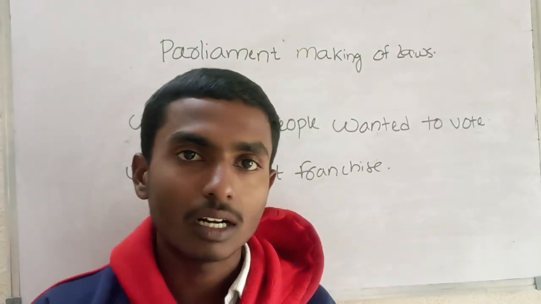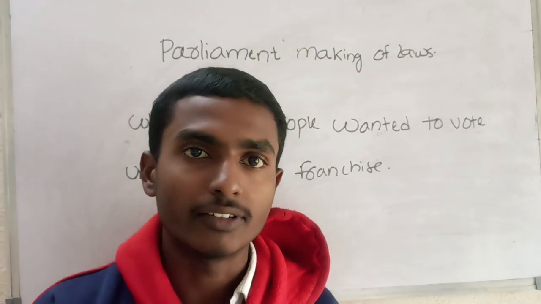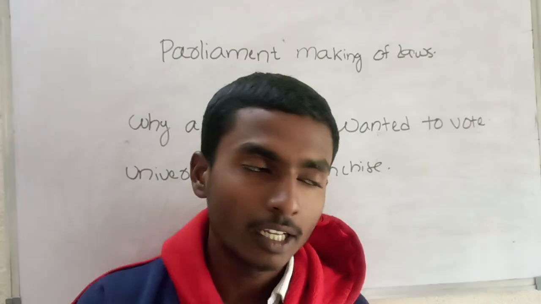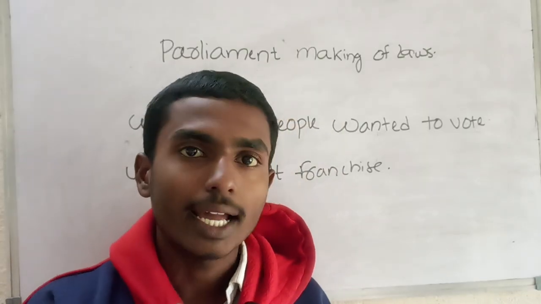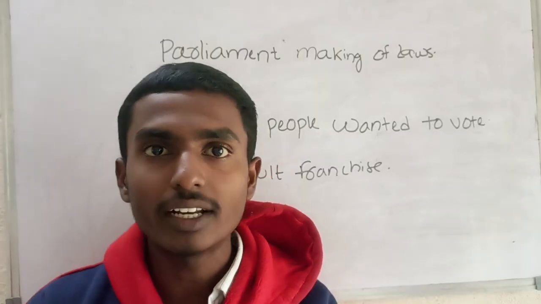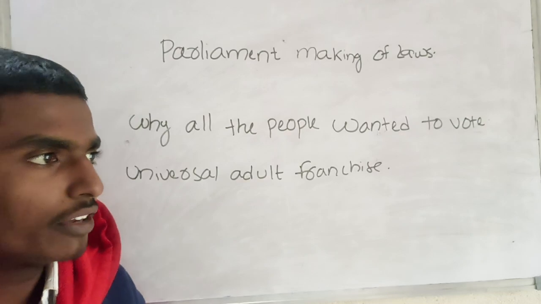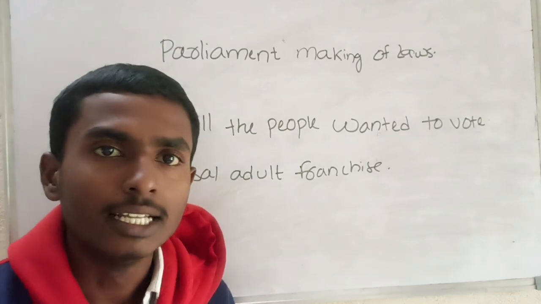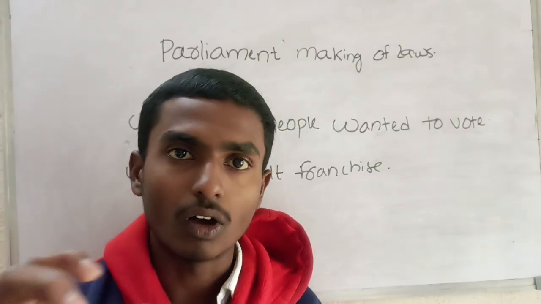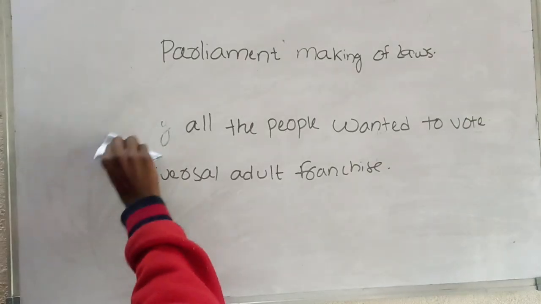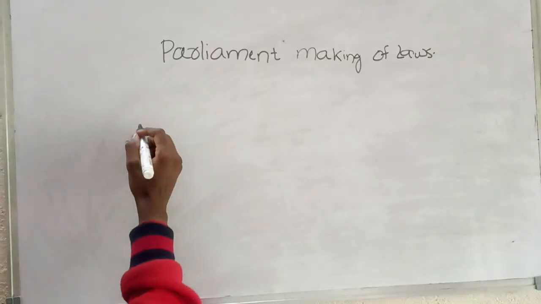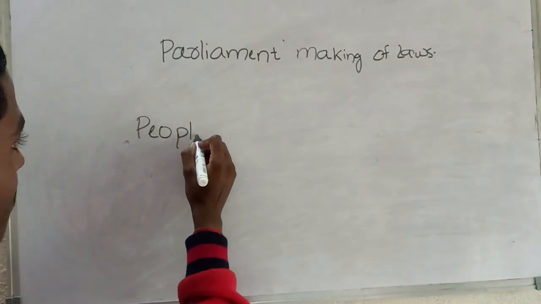So we got independence around August 15, 1947. Before that, we were under the control of the British. So we were colonials of the British people. They made laws and policies favorable to the British people and against our Indian people. Even though we were not interested in those laws and policies, they forced us to follow such laws. Because of that, people suffered a lot.